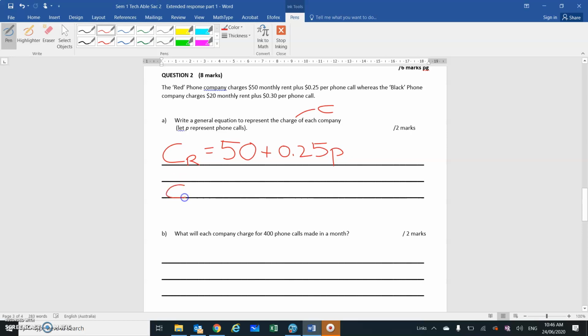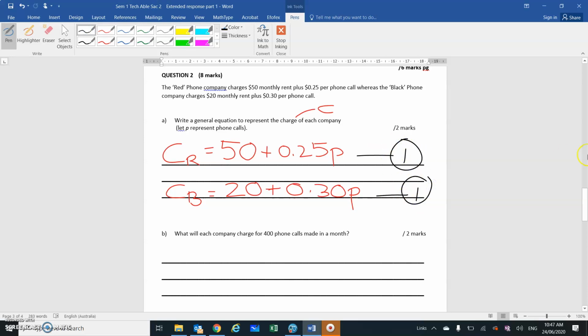And the cost of the black phone company is, the fixed cost is 20, plus the variable is 0.3 per phone call. So that was 1 mark each. And okay, now let's move on.